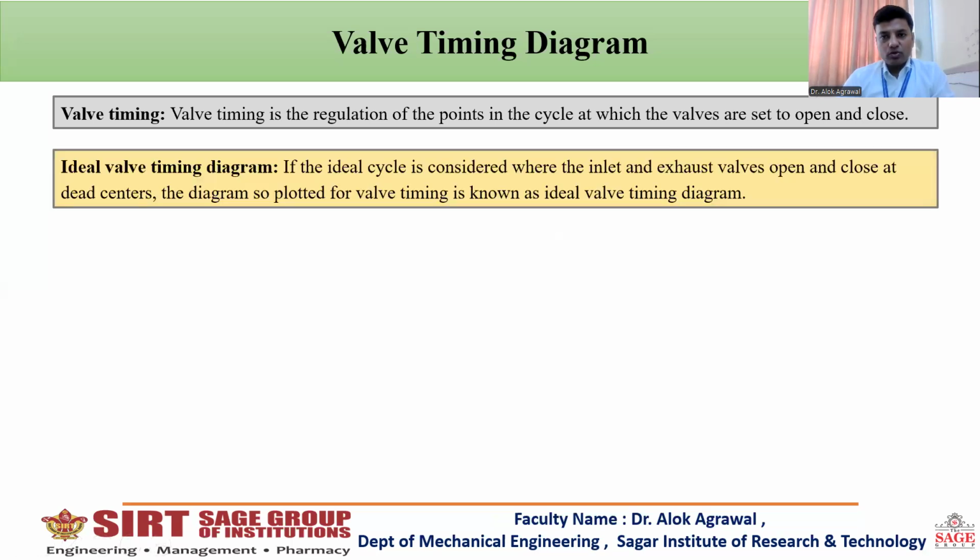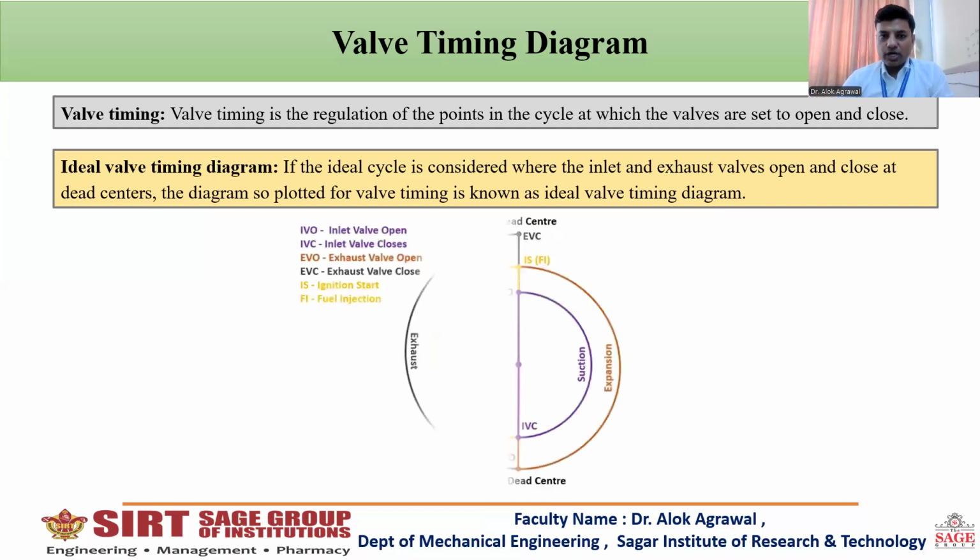So there are two types of cycles that we have seen. One is ideal cycle and one is real cycle. So first, let us see what is the valve timing diagram for ideal cycle. In ideal cycle, what we considered is that the valves, either inlet valve or exhaust valve, both open and close at dead centers. Accordingly, the valve timing diagram will look like this.